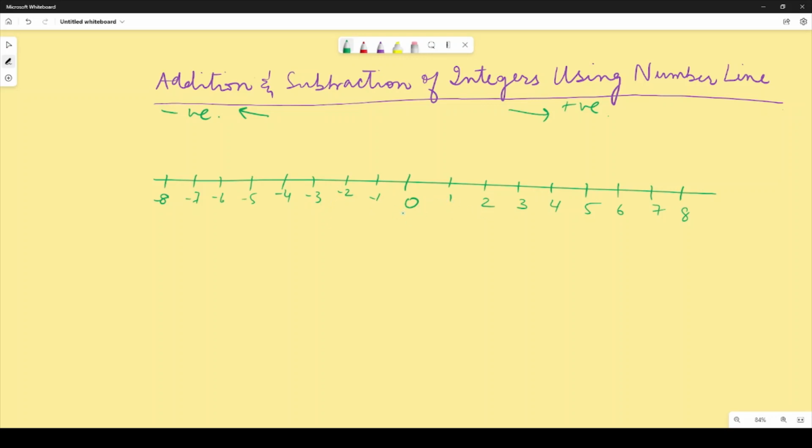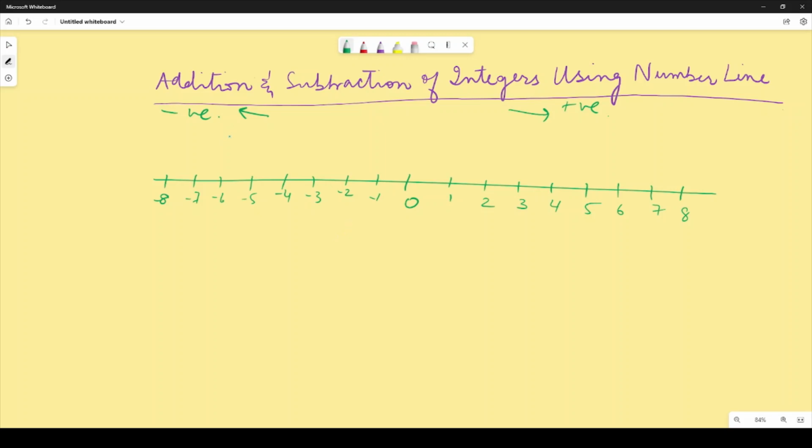Now let us talk about the basic operations. The most confusing operations that the students find is the addition and subtraction of integers. So with the help of the number line, we can understand very well how to do these operations. I will also, side by side, tell you how to do it numerically, as you are taught in the class to solve it in the copy.